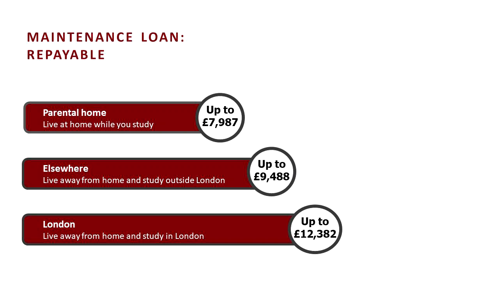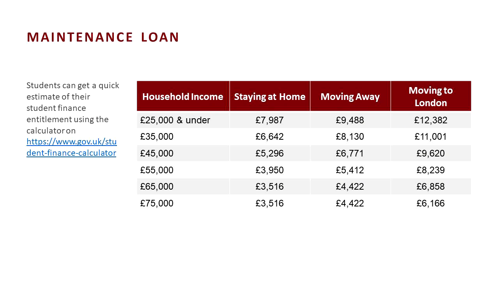We then have maintenance loans, which are repayable, and these are on a sliding scale. So if you're living in the parental home, if you're living at home while you study, you can get up to £7,987 a year. If you're living elsewhere, so living away from that home and studying outside of London, you can get up to £9,488 a year. And then, as we know, living in London, the cost of living in the capital, the cost of transport and whatnot, there's a little bit extra money available to you. So you can see here, you can get up to £12,382 a year through the maintenance loan.